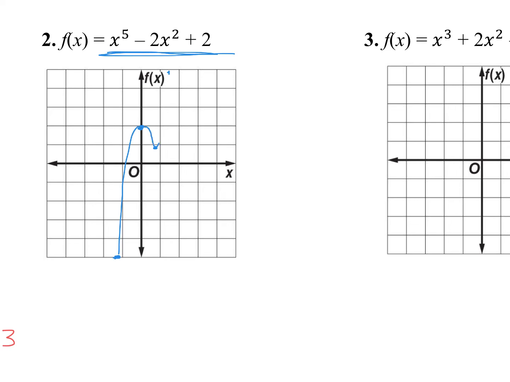Something like this. If you count the turns, there are 2 turns. If you count the turns and then add 1, that's the lowest possible degree. So 2 turns, add 1, we get 3. That means the lowest possible degree is 3. It doesn't mean that will be the degree. So the lowest possible degree is 3, but this happens to have a degree of 5.